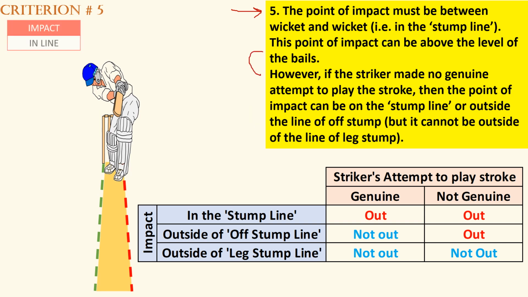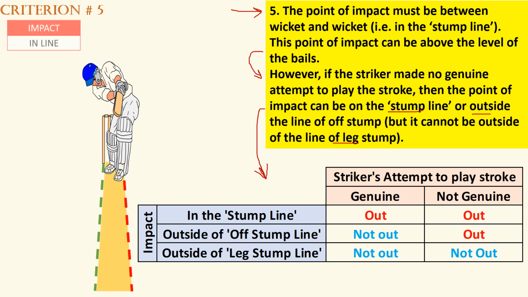However, if the striker made no genuine attempt to play the stroke, then the point of impact, or just the impact, can be on the stump line or outside the line of off stump, but it cannot be outside the line of leg stump. Now this appears to be very complicated, but this condition can be very easily understood if we put this condition in the form of a matrix, which is shown here.